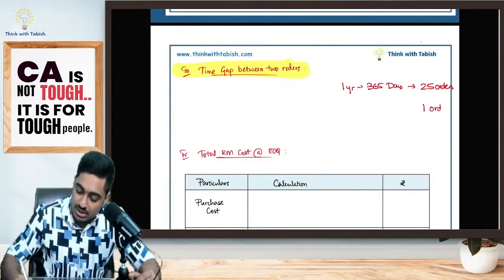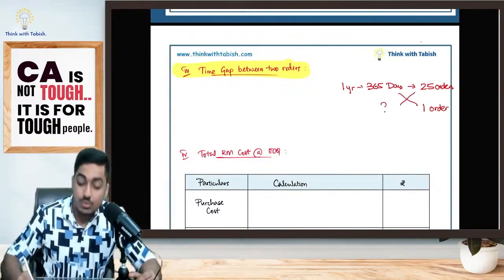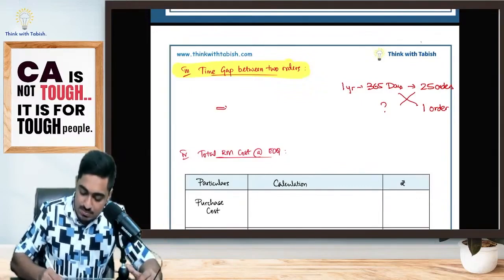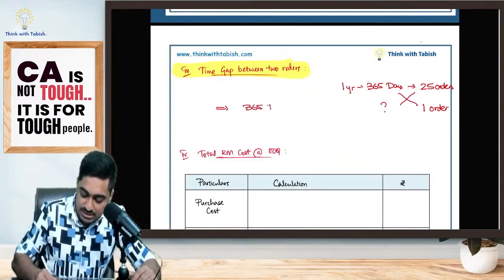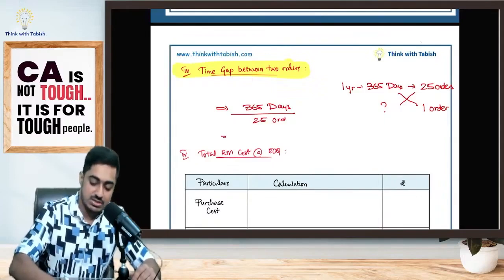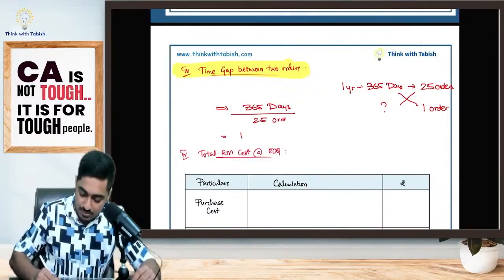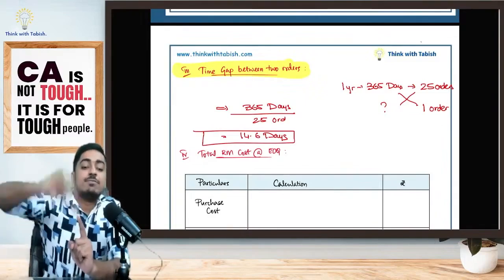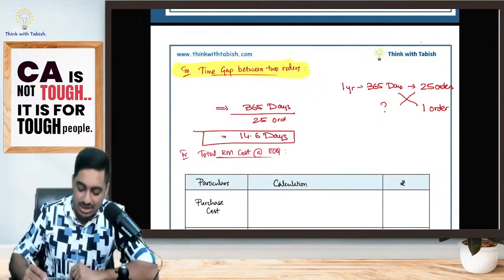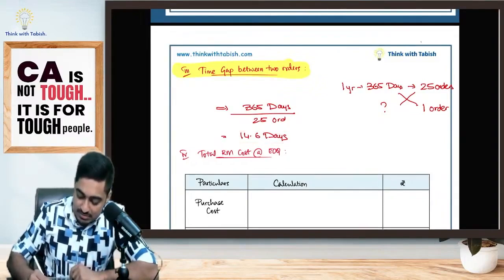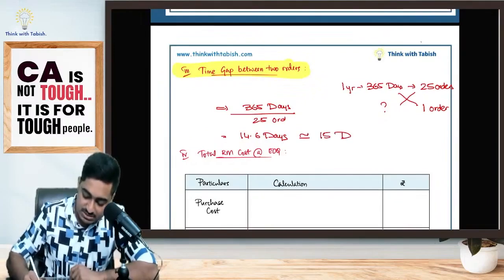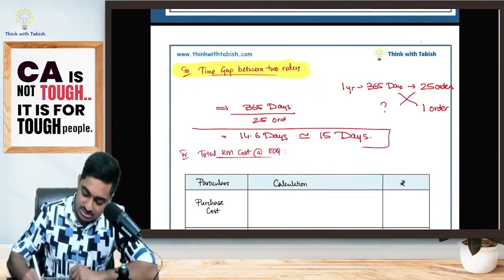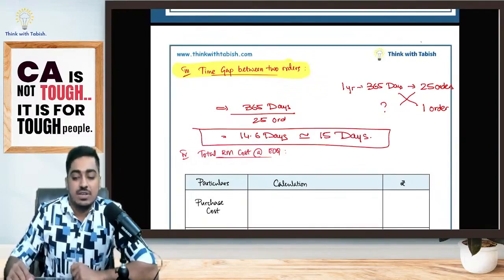The question is asking, one order means how many days? Do I want any formula in the world? No. Simple cross multiplication. It is 365 days divided by 25 orders. It gives me 365 divided by 25, 14.6 days. Yes, sir. What does it mean? It means that if today I have placed the order, the next order I will be placing after 14.6 days. Now, normally it will not come as 14.6. So, what will I do? I will round it off and make it 15 days. I will show both the answers. 14.6 is the exact, 15 is the rounded off.